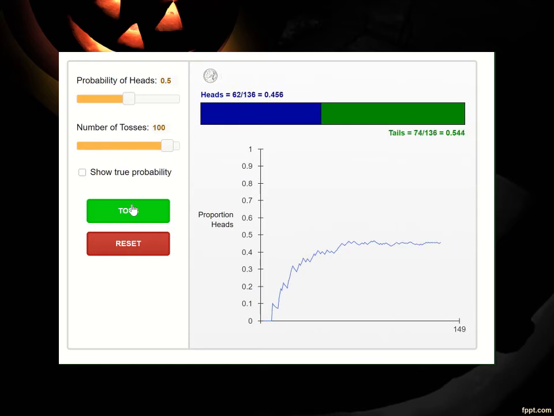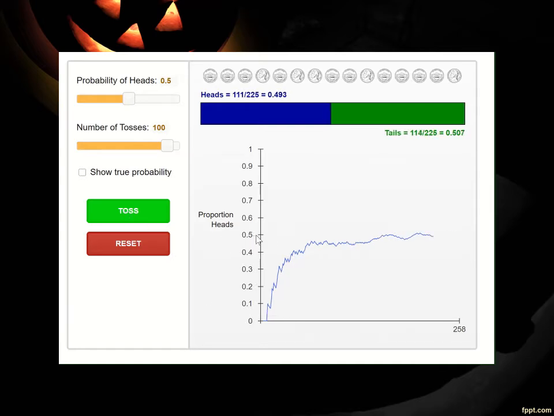So although I started off with a string of just tails, over time, I can pretty much say, yep, there was a 50% probability of getting heads or tails. So this idea in probability is really important, that in the short run, it's not predictable, but in the long run, it is.